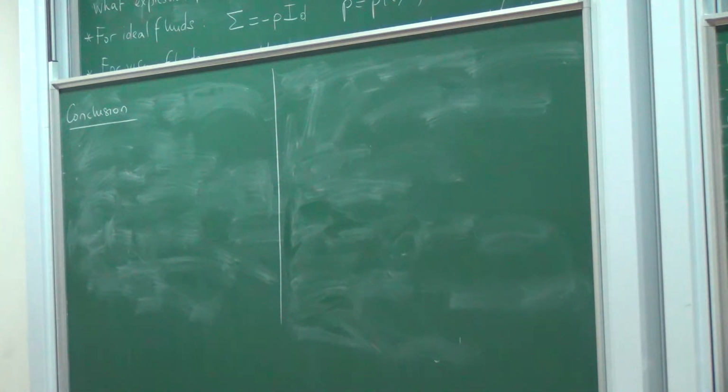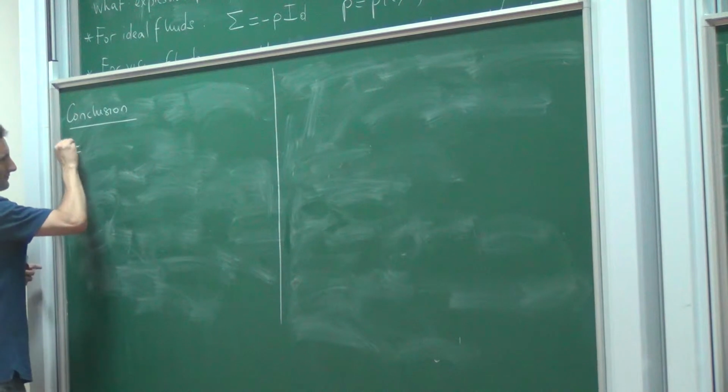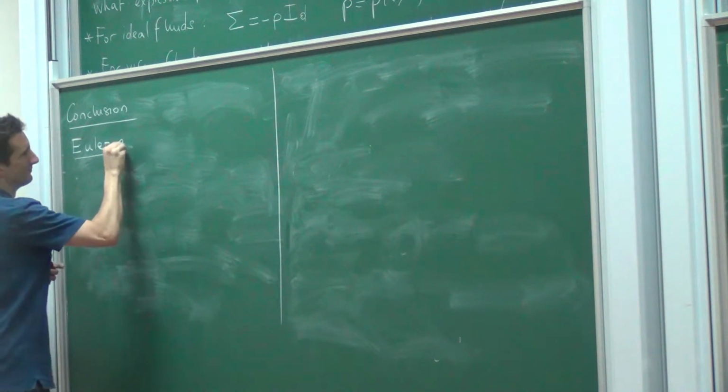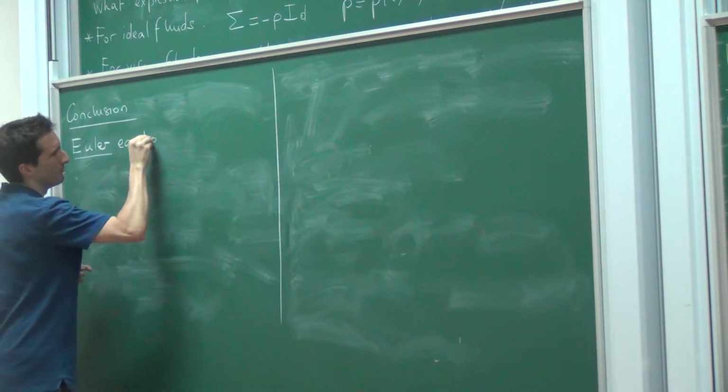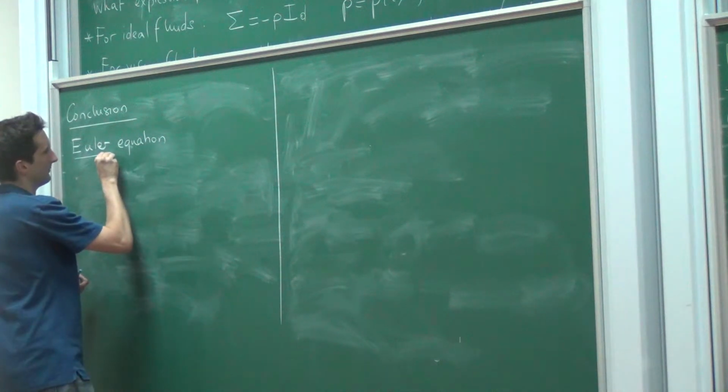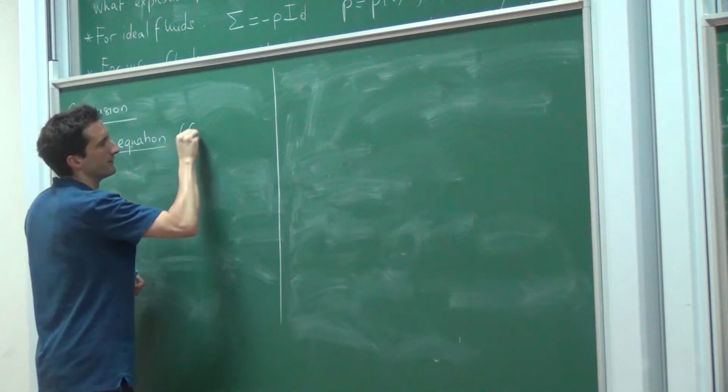So the conclusion of this first paragraph is that with these conservation laws, you end up with the two classical models. First, the Euler model. The Euler model is for ideal fluids.